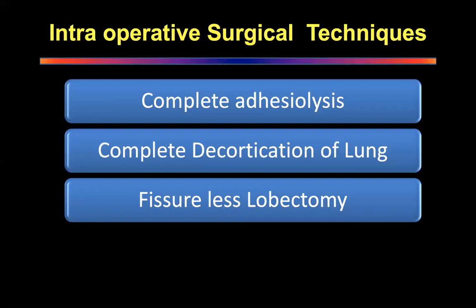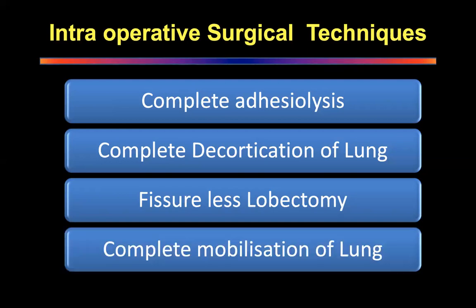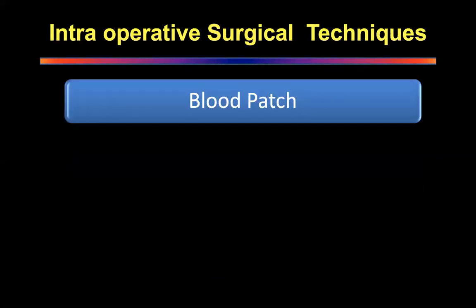Many times, because of the adhesions and things, you cannot see the fissure. So now it's become almost a routine where you try to do a fissureless or a fissure-last lobectomy. Both the words are acceptable. Fissureless means you just don't go into the fissure, and fissure last means you staple the fissure at the end of the operation. So complete mobilization of the lung is absolutely mandatory to re-expand the lung and to make sure that it touches the chest wall. Very, very important.